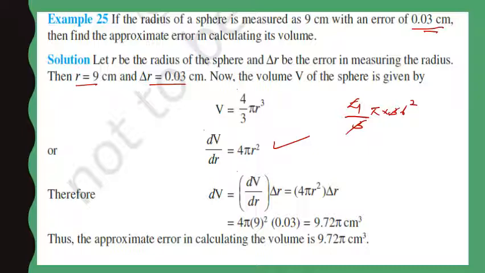Now we have to find out the change in volume. So dV is equal to dV by dr into delta r. dV by dr is 4 pi r squared into delta r. So 4 pi into r is 9. So 9 squared into 0.03. So 9.72 pi centimeter cube. So approximate error in calculating volume is 9.72 pi centimeter cube. This is the way we are calculating approximation.